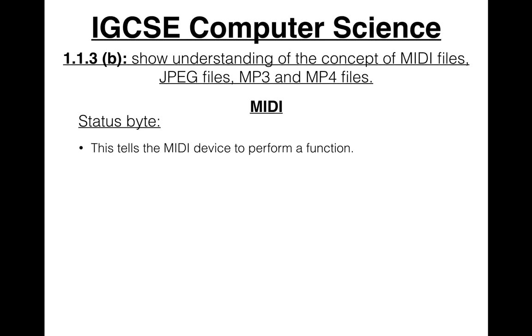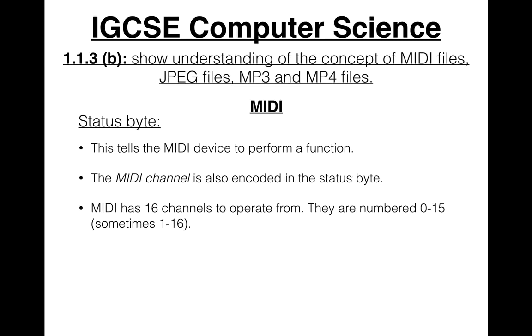The status byte tells the MIDI device to perform a function, and the MIDI channel is also encoded in the status byte. MIDI has 16 channels to operate from, numbered 0 to 15, sometimes 1 to 16. When we say a channel, we mean a medium of transfer. You can imagine wires, for example.